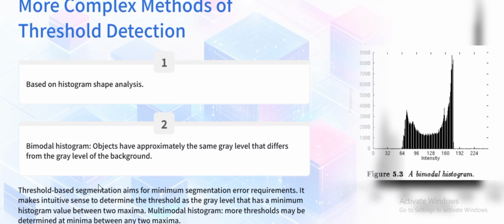Next is the multimodal histogram. More thresholds may be determined at minima between any two maxima. That is, we fix or determine a larger number of threshold values based on foreground and background. The two maxima are one for the foreground and another for the background images, friends. So, in bimodal we take only one threshold value, and in multimodal we take multiple threshold values, that is, histogram value computations, and based on that we segregate.